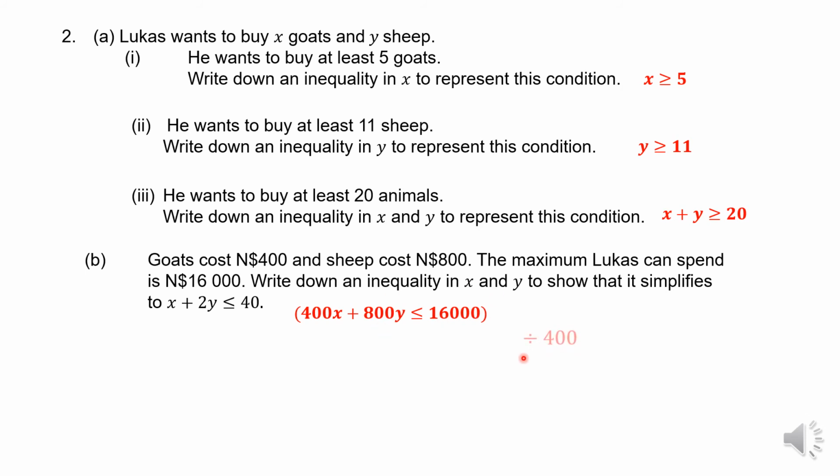When you divide throughout by 400, because 400 goes into 400, and 400 goes into 800 and into 16,000, you are going to end up with x plus 2y less than or equal to 40. So at least now you have got 4 inequalities that you can represent on a grid.